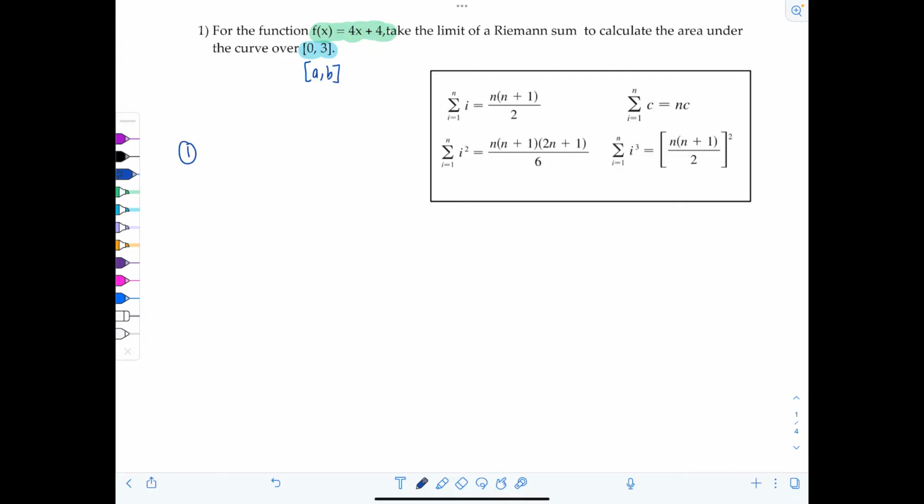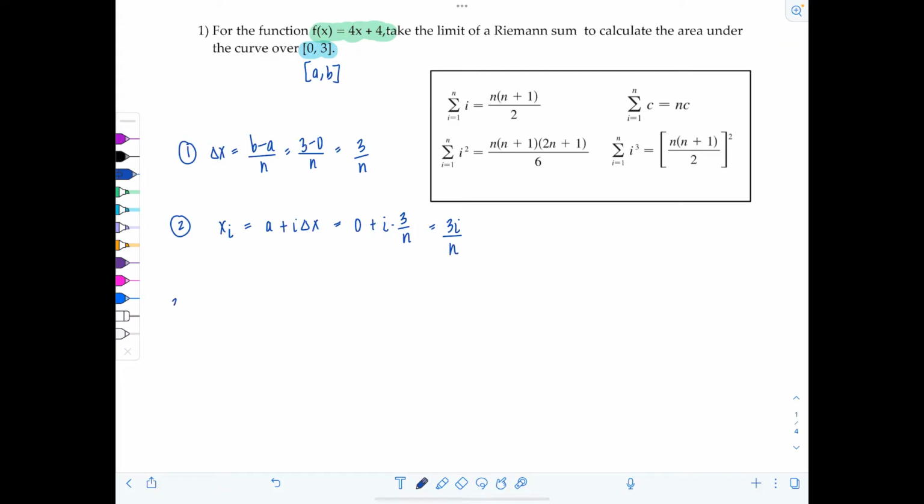So step one, you find delta x. Delta x is b minus a over n. In this case, that's going to be 3 minus 0 over n, or 3 over n. Good. That's step one. Step two, you find x sub i. If you're doing right endpoints, that's a plus i delta x. You can always do right endpoints. It will always work, as long as your function's integrable. So a in this case is 0 plus i times delta x, which is 3 over n. So this is just 3i over n.